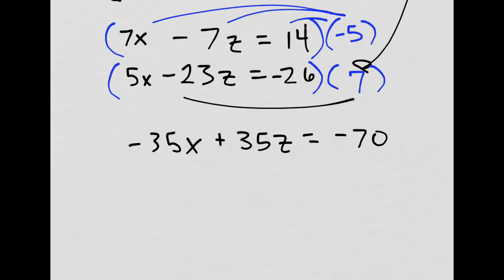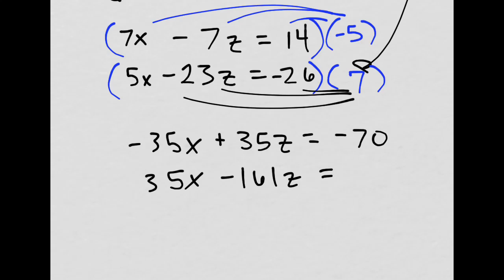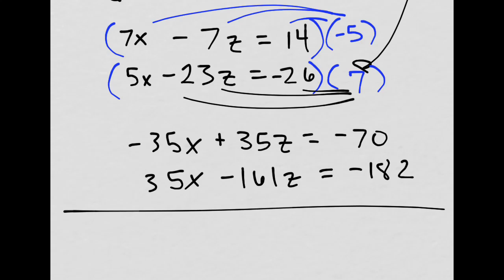And then I'll distribute in the bottom as well. That would be positive 35x, they're opposites. 7 times 23, that's 140 plus 21, 161. Negative 161z. And then 7 times 26, that would be 140 plus 42, 182. Negative 182, yeah? Cool. And then now I can add these together.